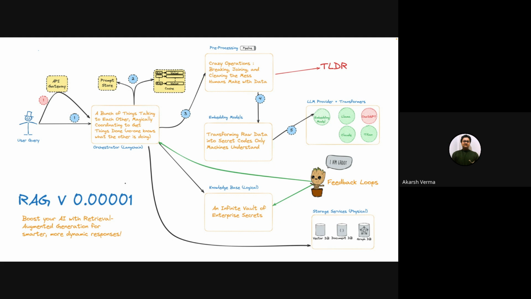There are two additional components, like the Groot you see, which is more of a cartoon. It gives feedback loops. Now it's supposed to exist, but in most cases it doesn't exist or is largely human driven. And finally, at the very bottom right of the slide, you have storage services, which is physical storage like everywhere else in the system. So you could have a traditional document database. Graph databases are becoming popular. Vector databases are becoming popular again. Whether you have it or not is not important at this stage.